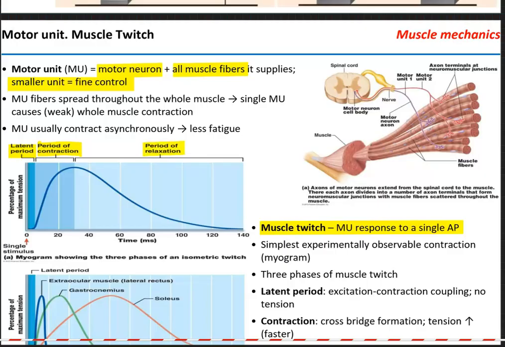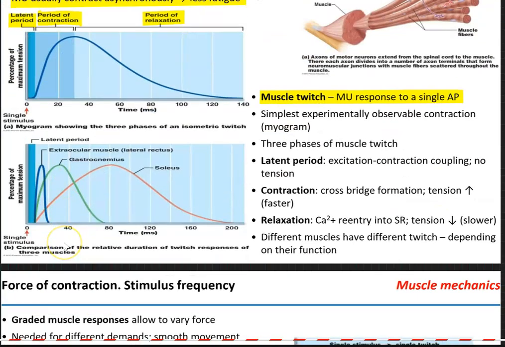Two things about motor units. First of all, within the same muscle, motor units contract asynchronously. When one contracts, another one rests. Another important feature is that muscle twitches are different for different muscles.